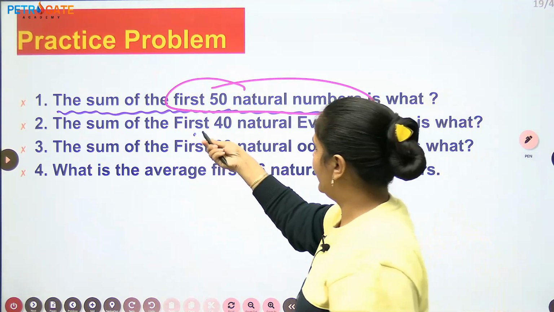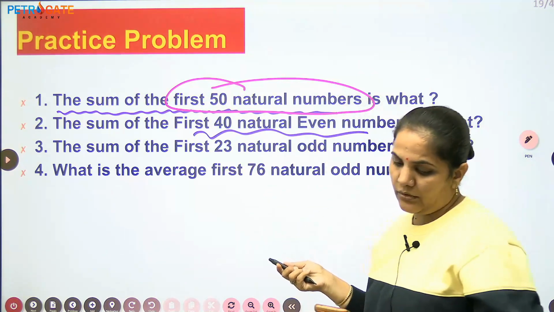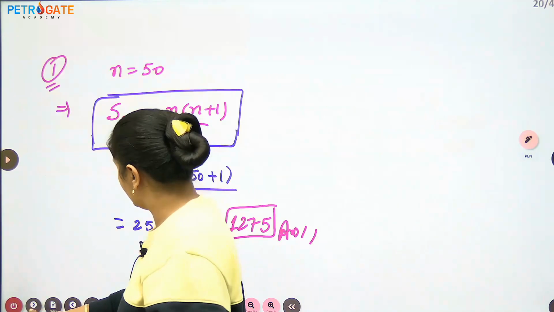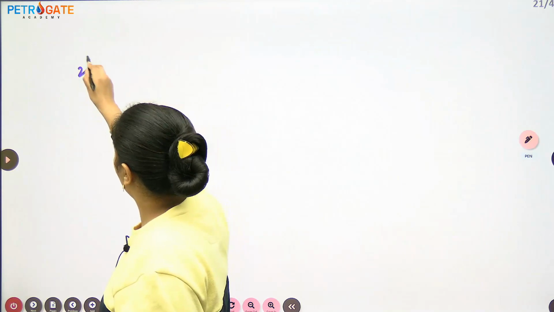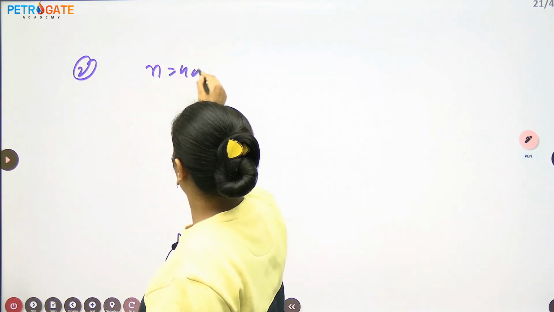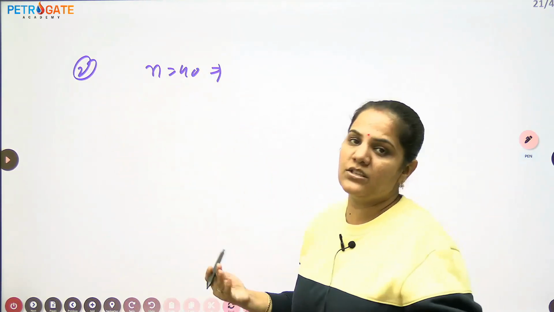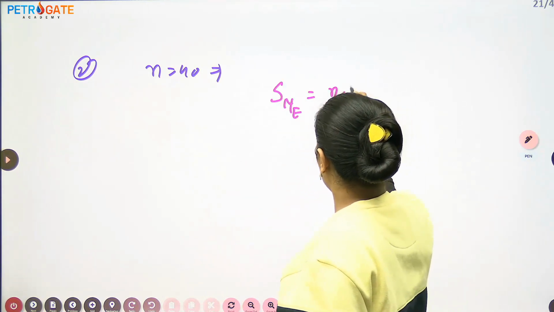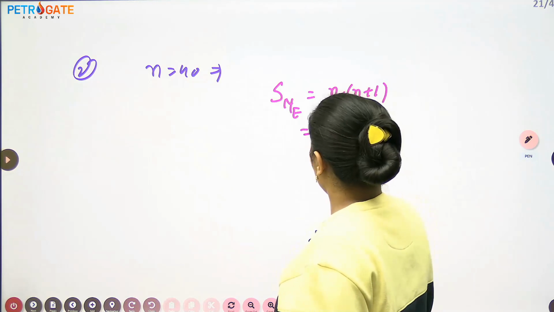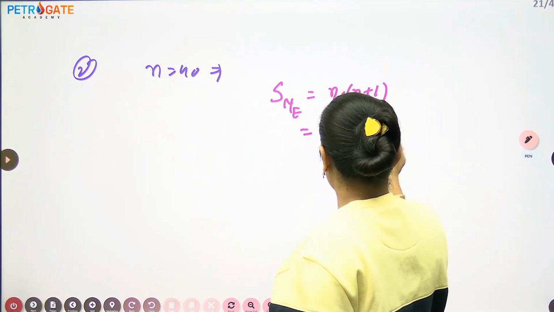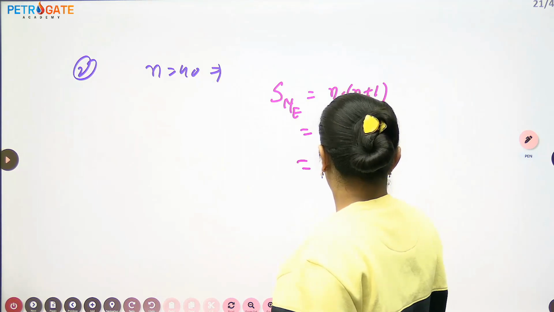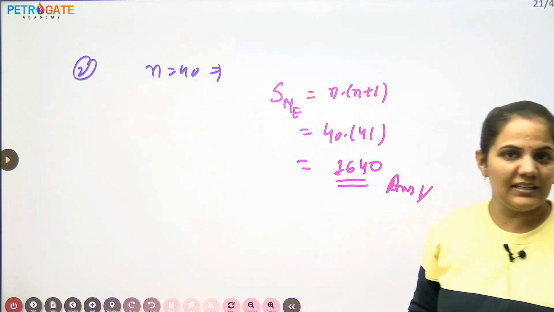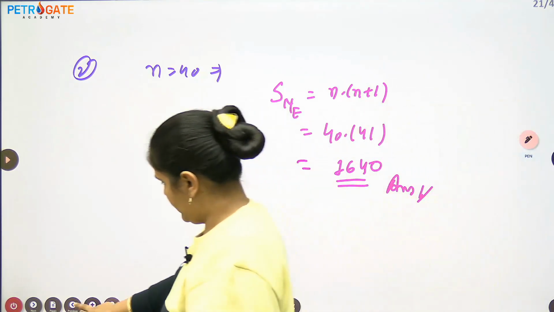Sum of first 40 natural even numbers. Now, what are the natural even numbers? We know very well, the sum of first 40, so n is equal to 40, but this time you are talking about even natural numbers. So the formula is n into n plus 1 only. What is n? n is 40, so 40 into 41. The result is 1640, your final answer. You can easily approach it.